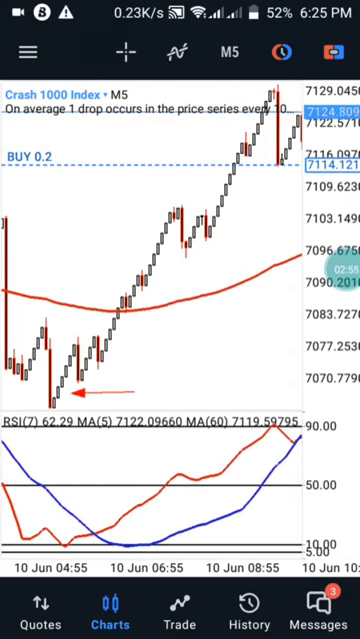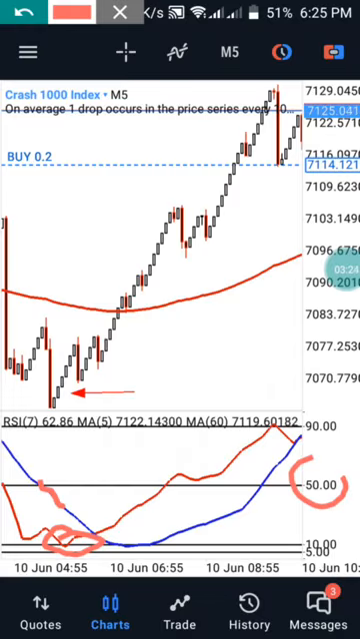You are going to take your entry anytime you have your red 9 reaching the 10 level. That's your first confirmation, and at that particular time you will also have your blue 9 moving below the 50 level. Let me explain again.